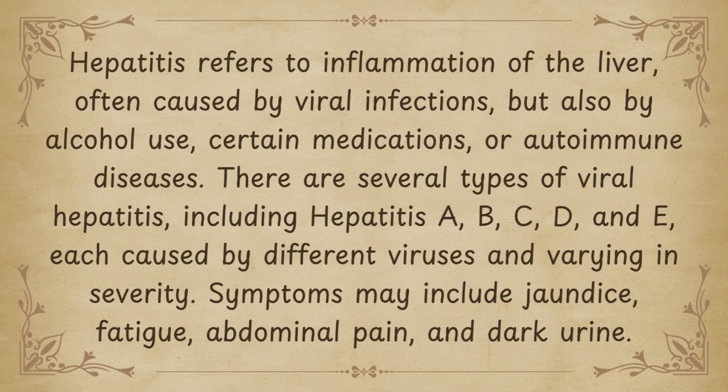Hepatitis refers to inflammation of the liver, often caused by viral infections, but also by alcohol use, certain medications, or autoimmune diseases. There are several types of viral hepatitis, including hepatitis A, B, C, D, and E, each caused by different viruses and varying in severity. Symptoms may include jaundice, fatigue, abdominal pain, and dark urine.